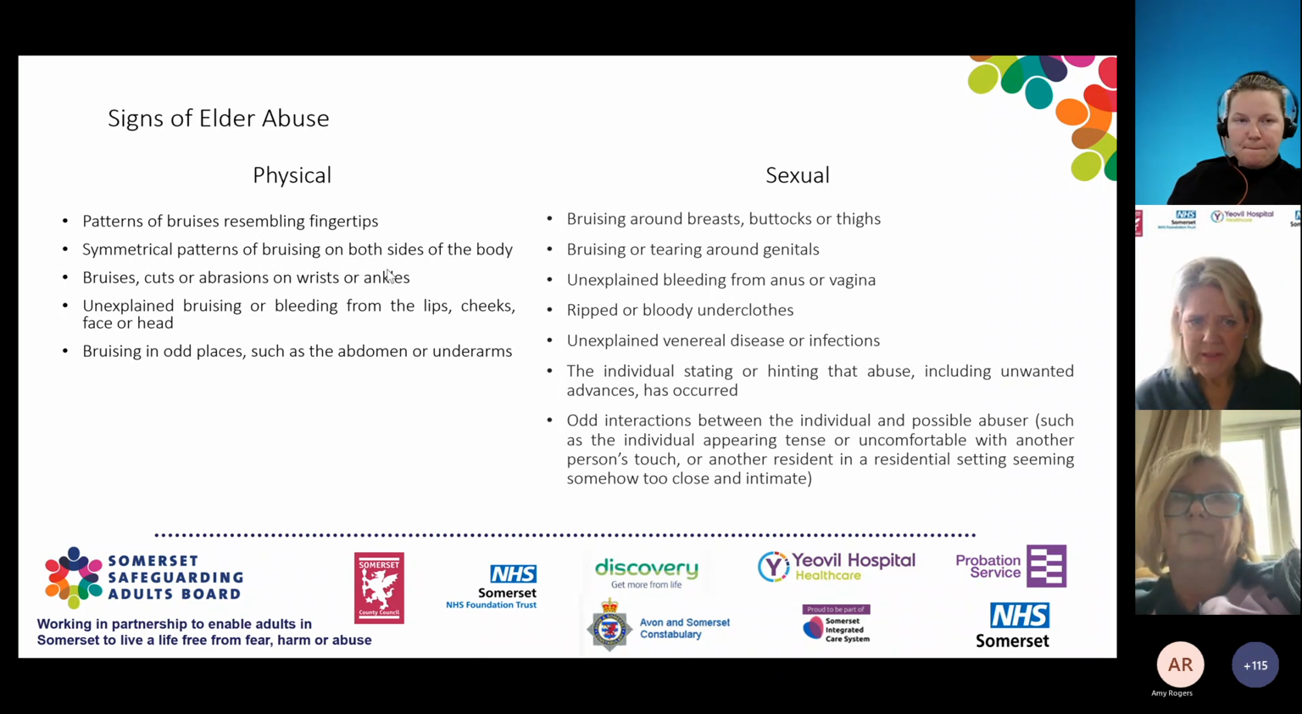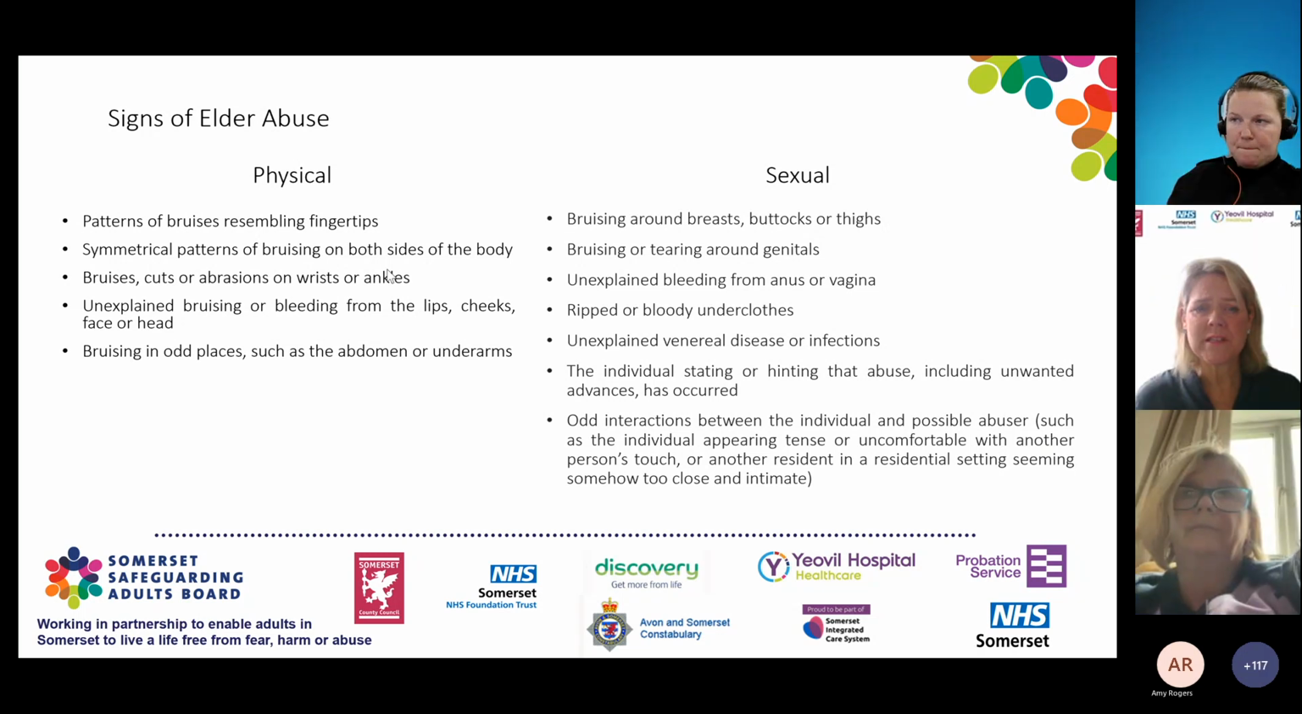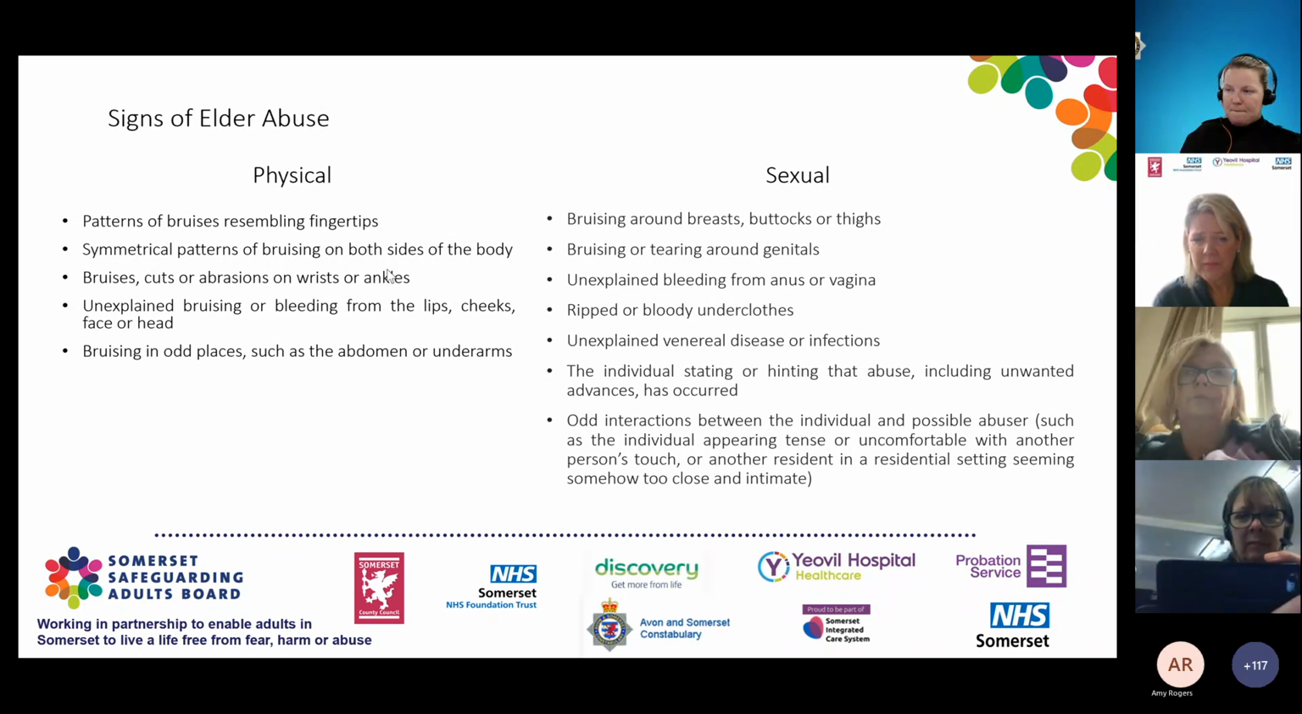Signs of sexual abuse in the elderly could be bruising around breasts, buttocks, or thighs, bruising or tearing around the genitalia, unexplained bleeding from anus or vagina, ripped or bloody underclothes, unexplained venereal disease or recurrent infections, and the individual stating or hinting that abuse, including unwanted advances, has occurred.